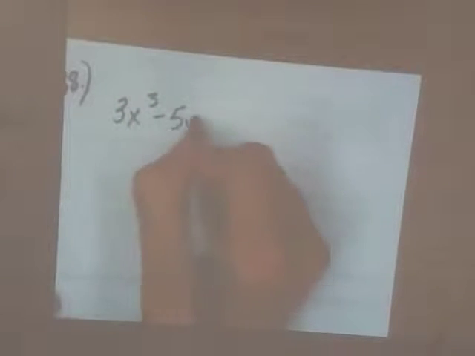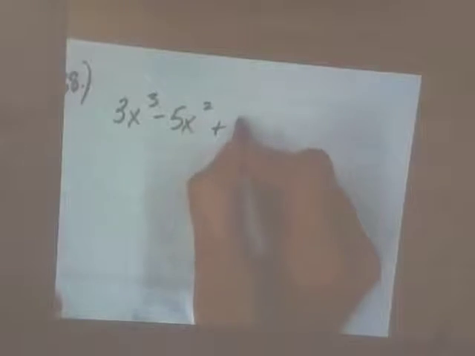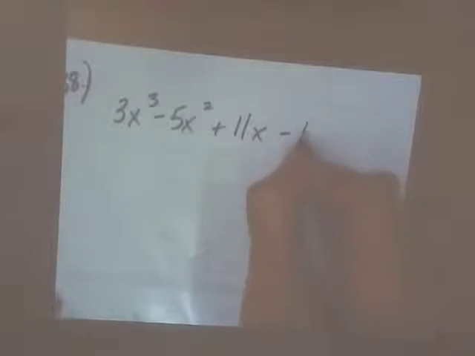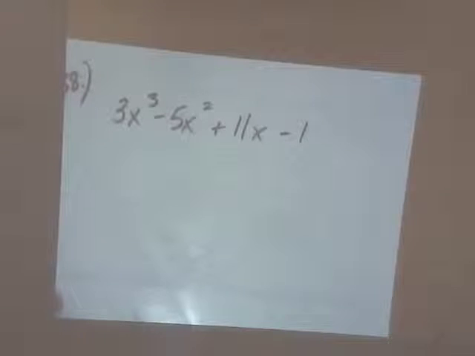Okay, Ralph was trying to factor 3x cubed minus 5x squared plus 11x minus 1. Can't factor it, so basically it looks like he did synthetic division with a 1, a negative 1, a 1/3, and a negative 1/3. Where did he get those numbers from?